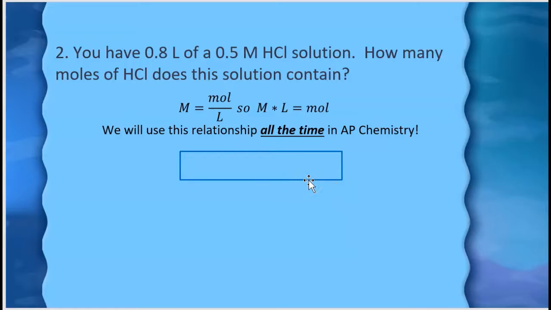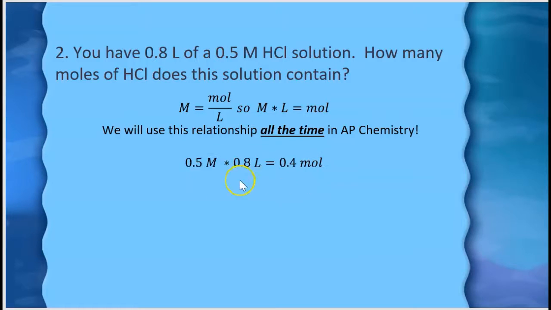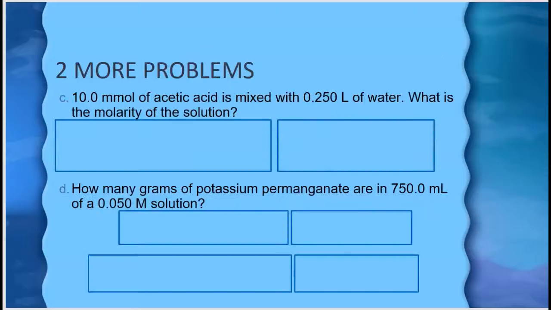So I need my molarity, 0.5 molar, times my liters. Molarity times liters would mean I would be in moles. If I did this times a number of milliliters, I would have a number of millimoles. But in this case, with only one significant digit, it makes just as much sense to go ahead and do this in moles. So that's 0.4 moles, one significant digit to go with the one significant digit in my problem. So let's do two more quick problems and then we'll work it out.